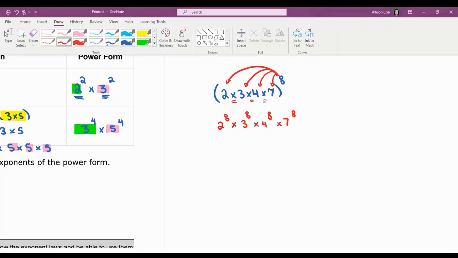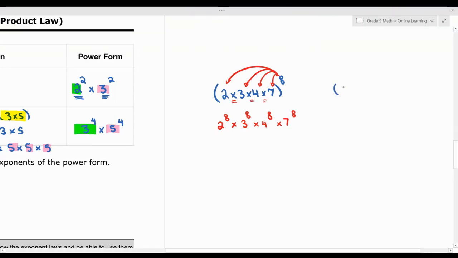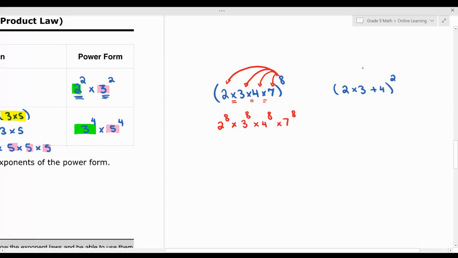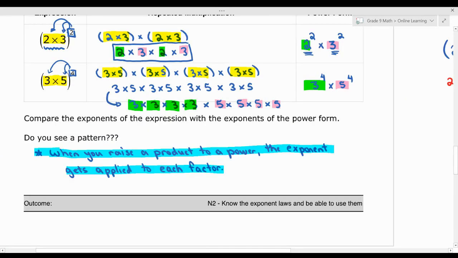Okay, so I'll do one last example here. If I had this, like 2 times 3 and then like plus 4, and it was raised to the power 2, you are not allowed to do this. You can't go, this gets applied to the 2, and then this gets applied to the 3, and then this gets applied to the 4. Okay, that's wrong. You're not allowed to do that because you have an addition operation here.